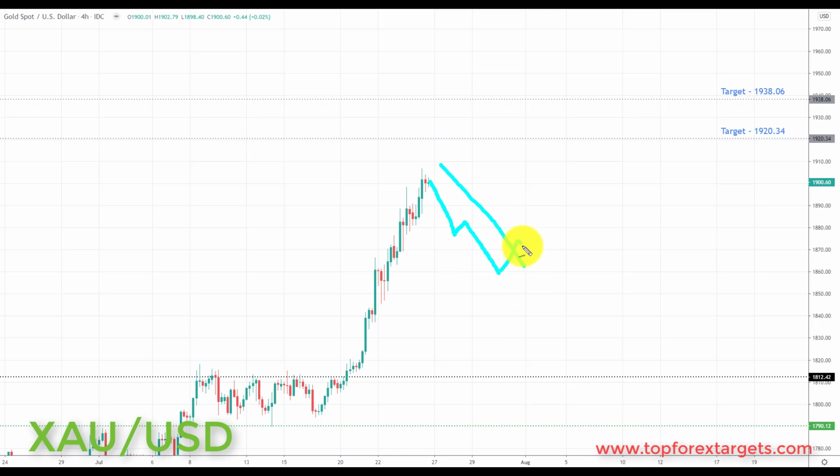And we're going to be looking at initiating longs up towards the next key of resistance, the upside and the target set, at the 1920.34. And if we can get a break through here, we're going to be looking up towards the second key of resistance, the upside and target 2, at the 1938.06.